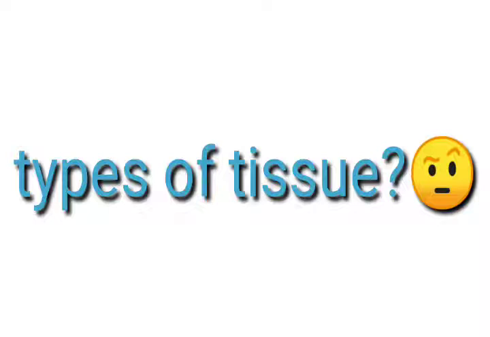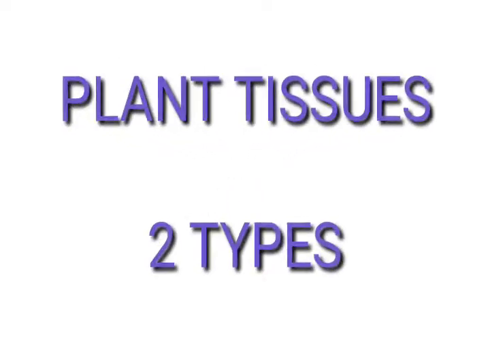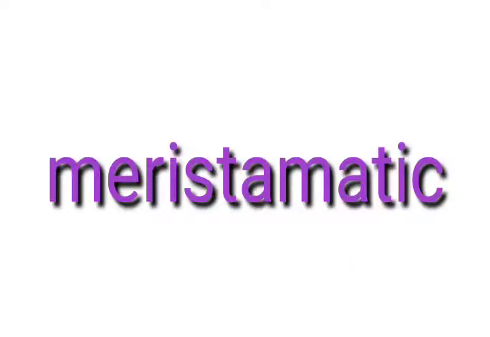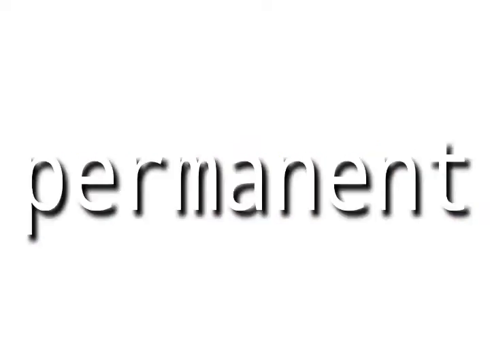Tissues are classified into plant and animal tissue. On the basis of dividing capacity, plant tissues can be classified into two fundamental types, that is meristematic tissue and permanent tissue. Now let us see plant tissues. Plant tissues are of two types: meristematic and permanent tissue. Meristematic cells are capable of division, and in permanent tissue, mature cells are not capable of division.